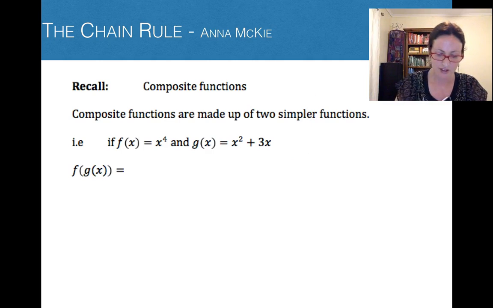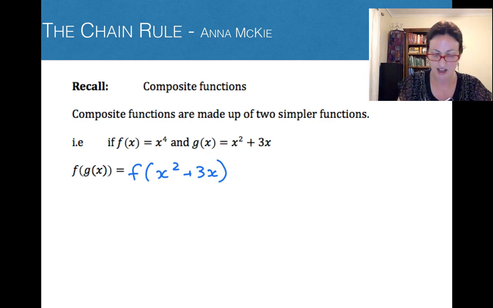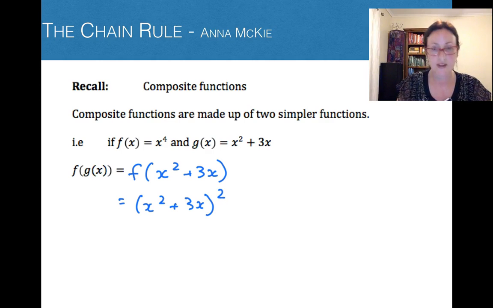So if our f of x function is this, and our g of x function is this, we're being asked to take the g of x function and put it inside the f of x function. So to write that, we write f of the g of x, which is x squared plus 3x. And so where we see the x in the f of x function, we put this in its place. So we're going to substitute this in where we see that x. And we end up with that function all squared. Moving on.